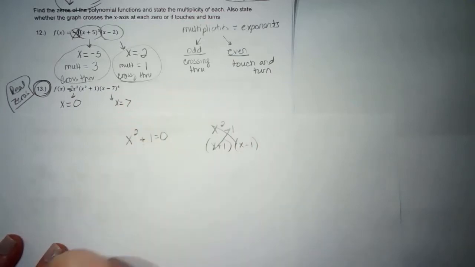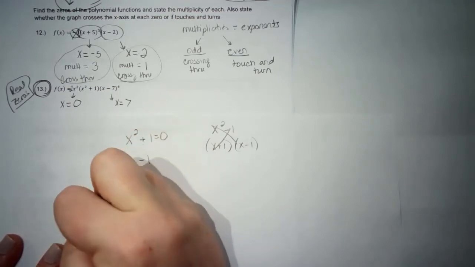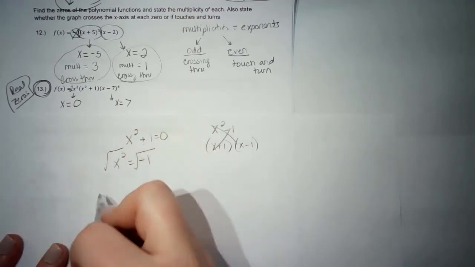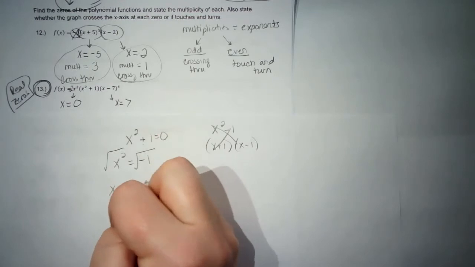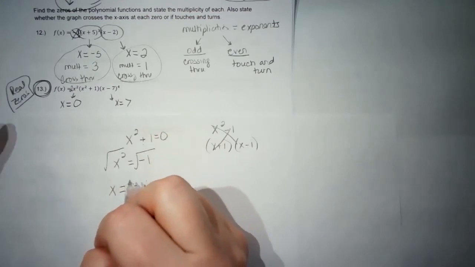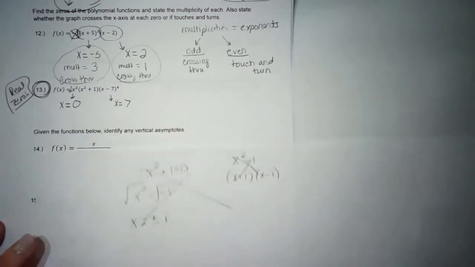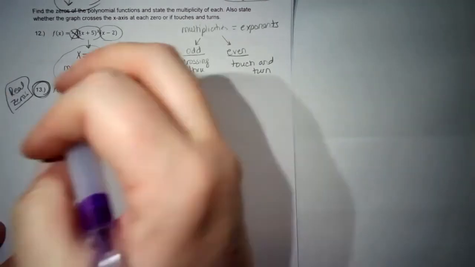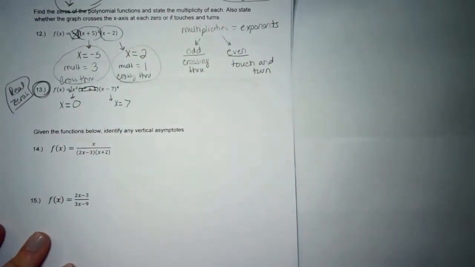If I set it equal to 0, subtract 1, and take the square root of both sides, what is the square root of -1? It's imaginary. I'm not allowed to have imaginary zeros. That means, I'm so sorry they're doing this to you, you just forget about it. It doesn't produce real zeros.